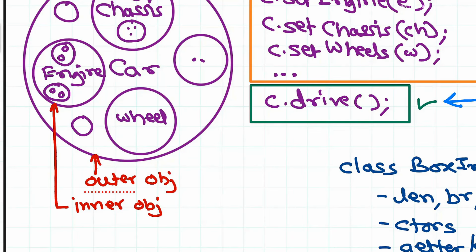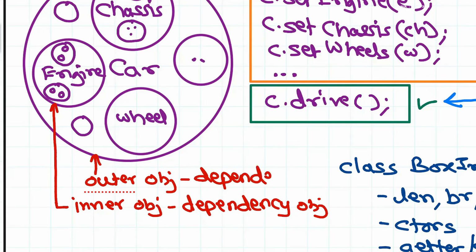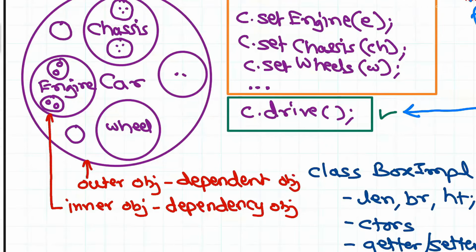Now you can look at this outer object and inner object from another perspective. The other perspective is that I can say my car is dependent on the engine. My car object functionality is dependent on the chassis. My car functionality is dependent on the wheels. If you are talking in these words, then this inner object you can call a dependency object, and the outer one a dependent object. Where we said car has an engine, car has a chassis, car has wheels.